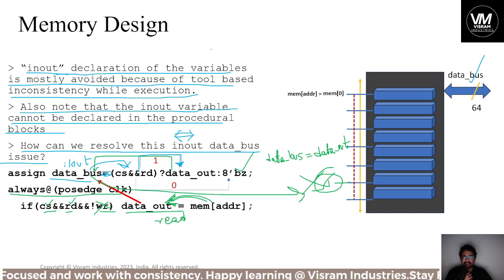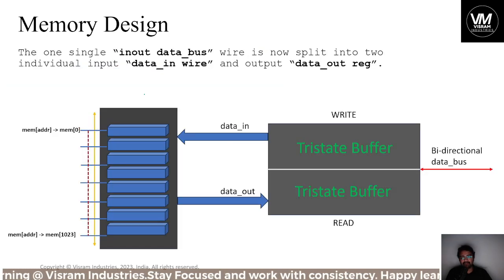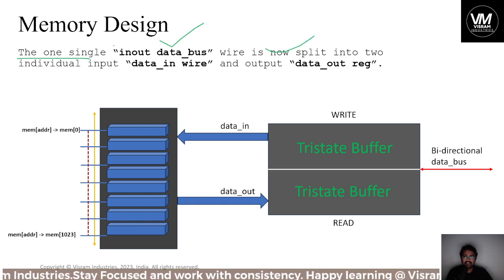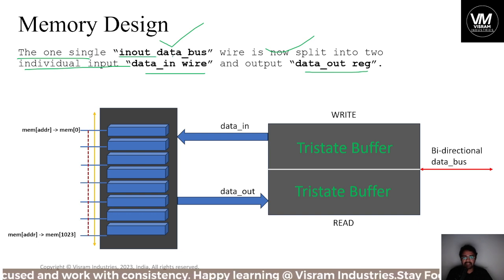So that is the declaration. It is a most important point to be kept in mind in terms of any design. So inout is usually not considered in procedural blocks. To resolve that, we have used this kind of operator. The one single inout data bus wire is now split into two individual wires, data in wire and data out reg. So this is the solution for splitting the bidirectional data bus into a single-directional data in wire and data out reg.